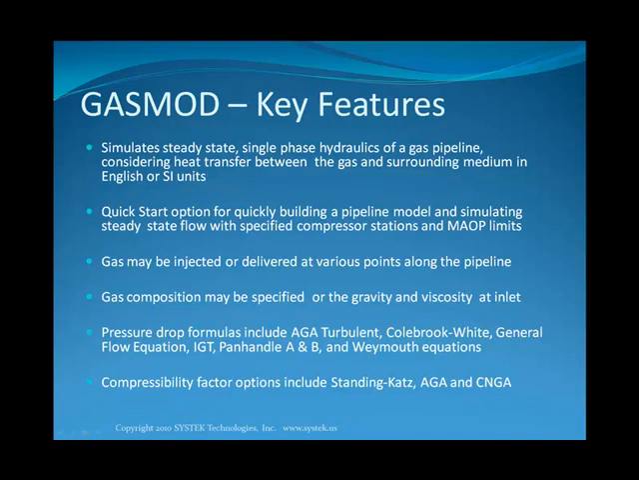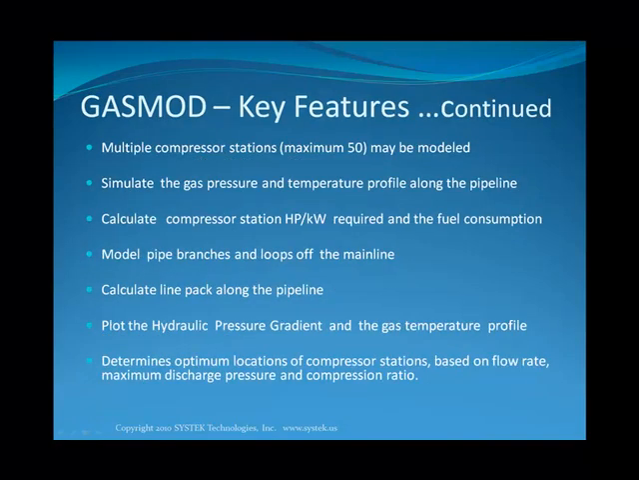The gas composition may be specified, or alternatively, the gravity and viscosity at the inlet. Pressure drop formulas include AGA turbulent, Colebrook-White, general flow equation, IGT, Panhandle, and Weymouth equations. Compressibility factor options include Standing-Katz, AGA, and CNGA methods. Multiple compressor stations may be modeled, up to a maximum of 50.